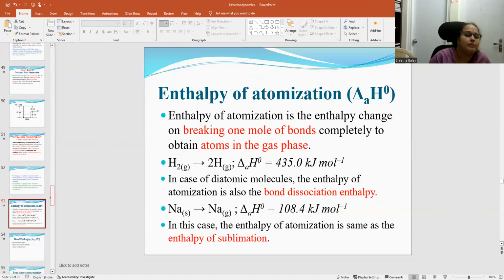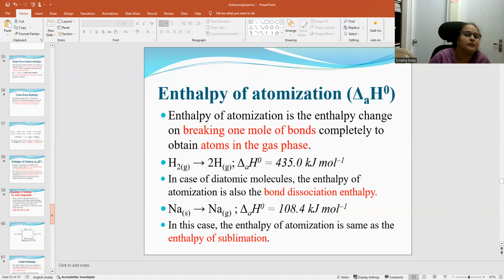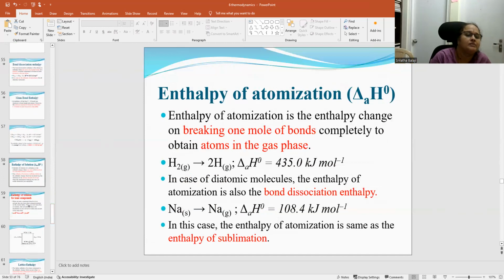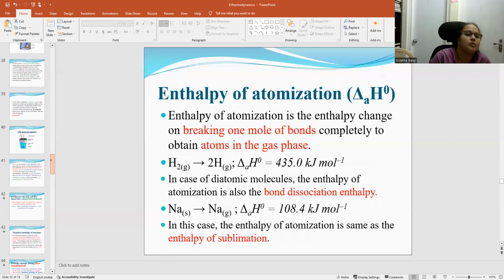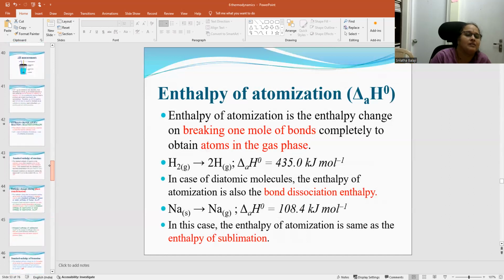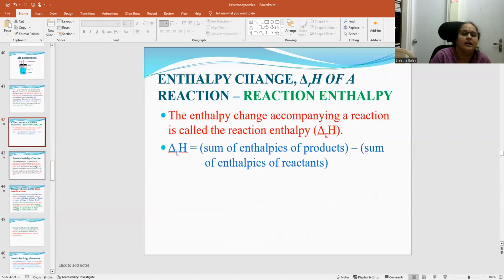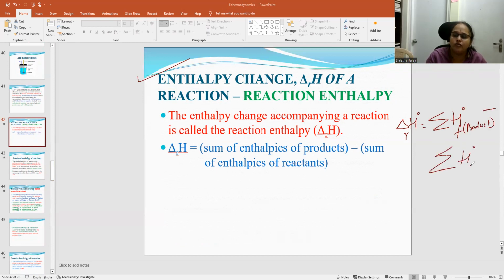Before I go to enthalpy of atomization, I would use the other terms. Enthalpy of combustion. One second, students. Because I want to go to enthalpy of a reaction. So the enthalpy of a reaction is given as the sum of enthalpies of formation of products minus the sum of enthalpies of formation of reactants.